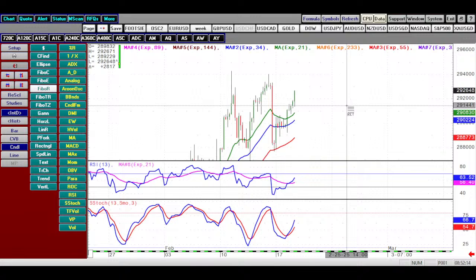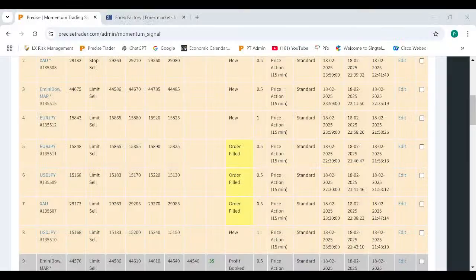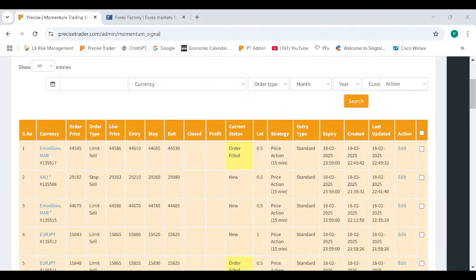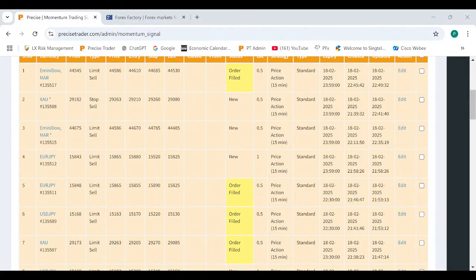So for those of you who are just coming in, we are doing live trades, and we have entered Dow Jones. We booked profit twice, and we are holding euro yen, dollar yen, and gold. Gold right now we are losing about $6, and we are trying to enter one more at 20. Where was it?